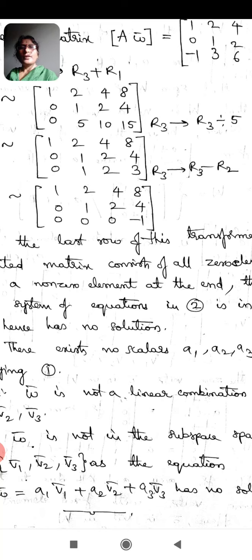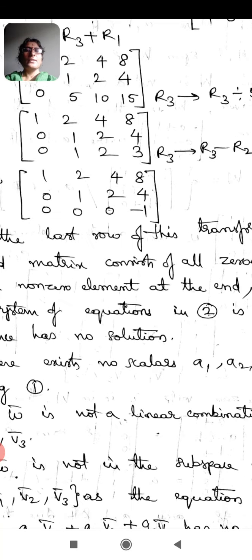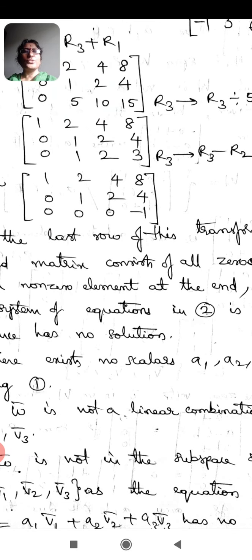As when we divide 5, 10, 15 respectively by 5, we get the numbers 1, 2, 3, and 0 is the first element which is already there. So R3. Next, the row transformation I have chosen is R3 changed as R3 minus R2. So do this row operation, which is R3 as R3 minus R2. That means subtract the second row from the third row and write the resultant elements in the third row.